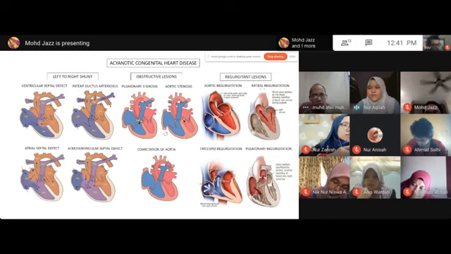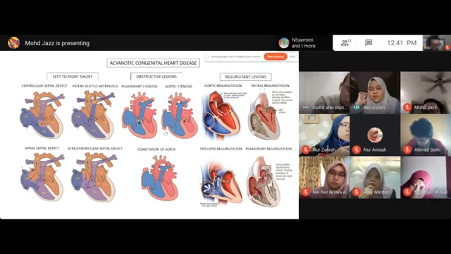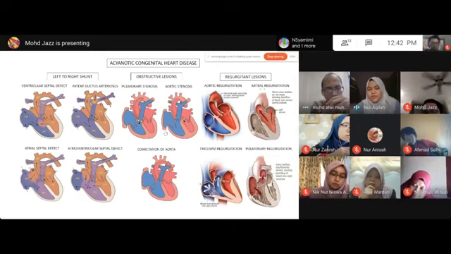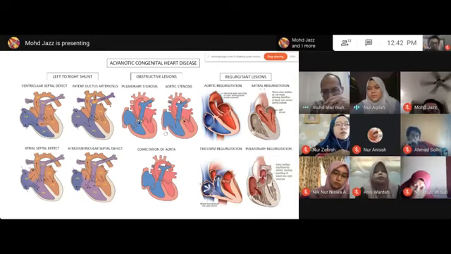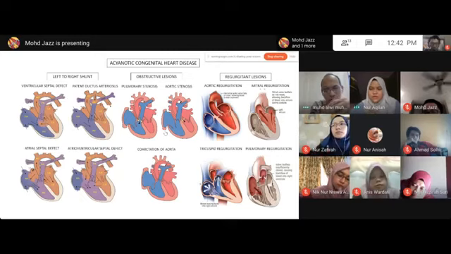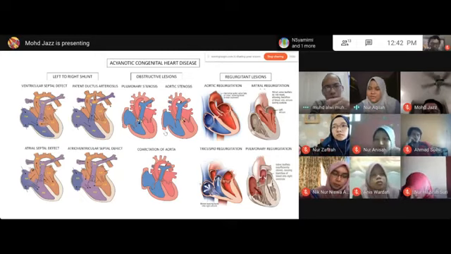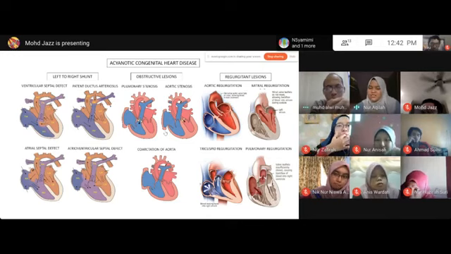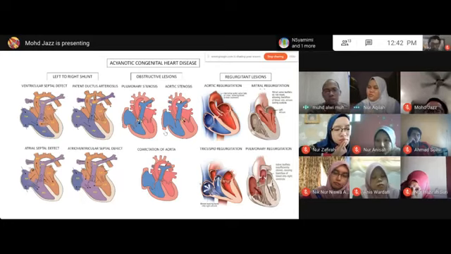Sorry, Doctor, I would like to ask, for example, in pulmonary stenosis, like you mentioned earlier, there will be relatively reduced blood flow towards the pulmonary circulation. So less blood will be oxygenated. So wouldn't the deoxygenated blood contribute to the shortness of breath or dyspnea in the patient? Because dyspnea only occurs when there's a lot of blood in the lung.